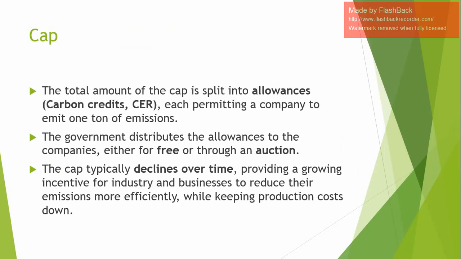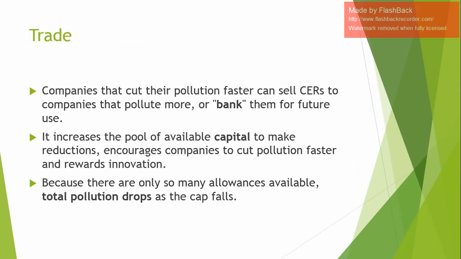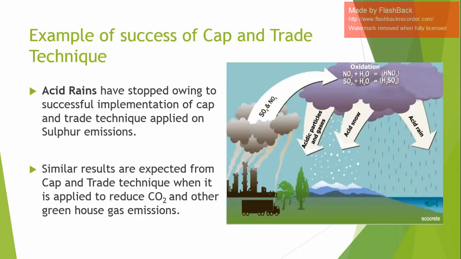So cap is basically the limit set upon the amount of carbon emissions for a given company. Trade is basically the buying of carbon credits to achieve the carbon emission reduction targets. And looking at the past, a similar method was implemented to reduce the amount of sulfur emissions, and as a result of this implementation, the rate of acid rains has vanished to almost negligible.